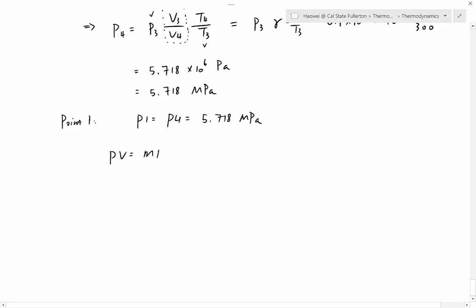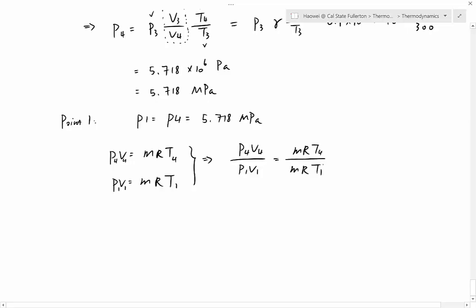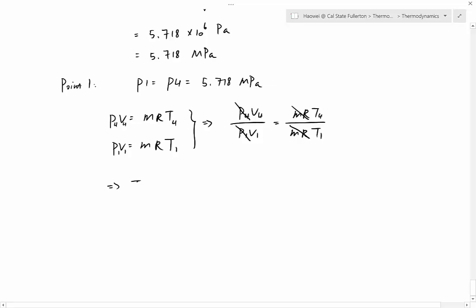PV equal to mRT. And again, we apply this equation twice. First time we apply to number 4. Second time we apply to number 1. And then we do the same thing. Left hand side divided by left hand side equal to right hand side over right hand side. So you can see we will cancel MR. We will also cancel P4 and P1 because P4 is equal to P1. So now we can easily find T1.